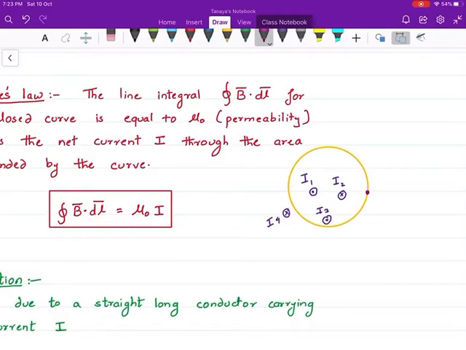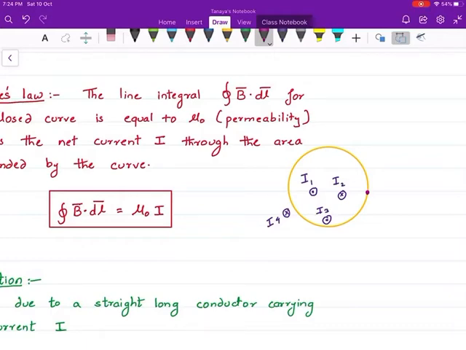Now I'm not going to include I4 because I don't want the effect of I4. I want only the effect of I1, I2 and I3. So according to this Ampere's law, what am I going to do? How is the process we are going to apply?